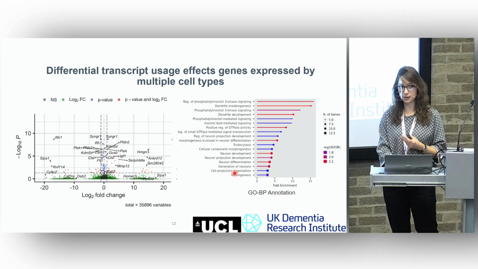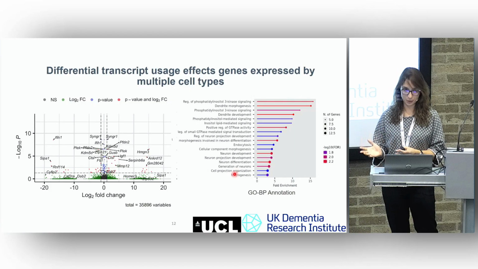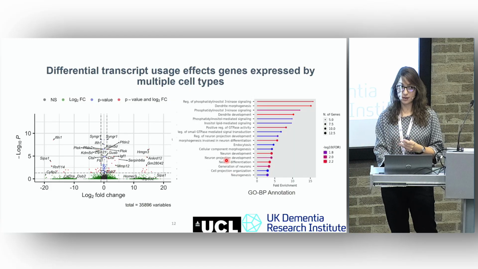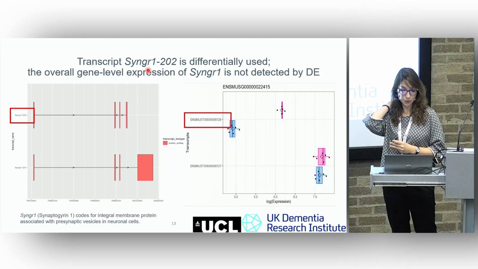On the isoform level, it is telling us that it is not only about the microglia at 9 months of age in the APP knock-in mouse model. There are different cell types playing a role in disease, simultaneously with this microglial activation, which I will come to in a bit as well. So specific transcripts in Syngr1 are up, and those are not detected by differential expression analysis.